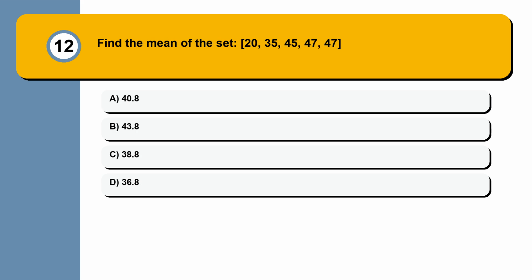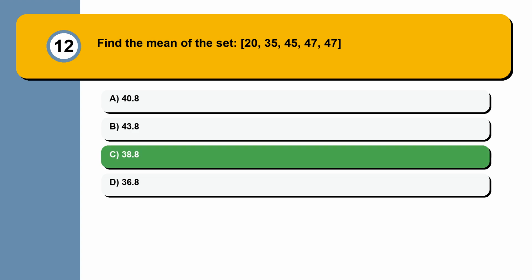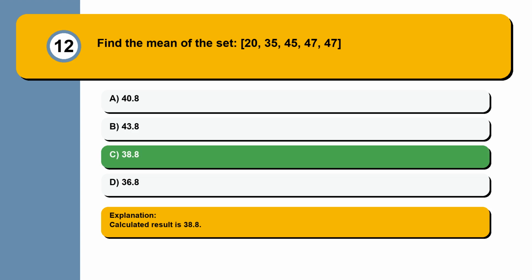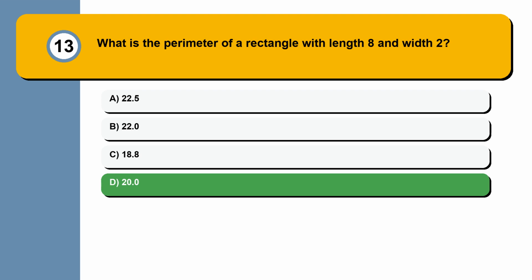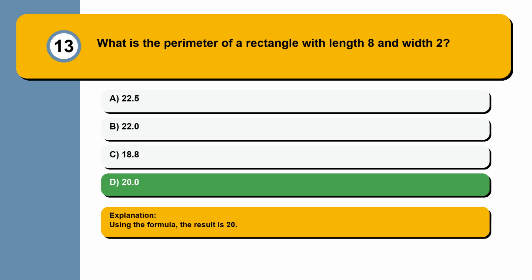Question 12. Find the mean of the set 20, 35, 45, 47, 47? 40.8, 43.8, 38.8, 36.8. Calculated result is 38.8. Question 13. What is the perimeter of a rectangle with length 8 and width 2? 22.5, 22.0, 18.8, 20.0. Using the formula, the result is 20.